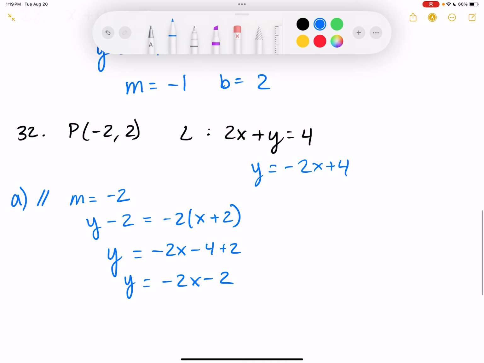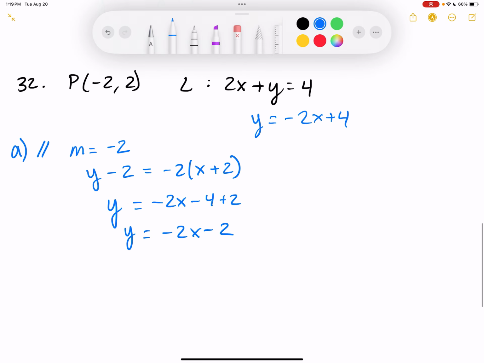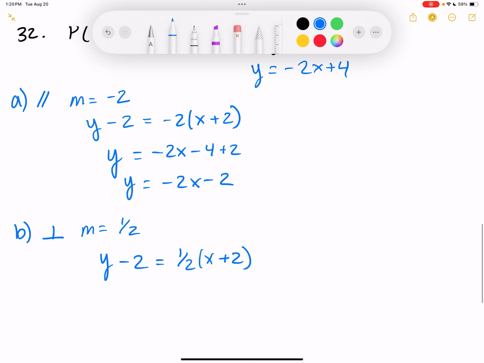And what is the perpendicular slope? 1/2. Yep, positive 1/2. So we've got y minus 2 is equal to 1/2 times x plus 2. Got y equals 1/2 x plus 1 plus 2, or y equals 1/2 x plus 3. They're really hard.